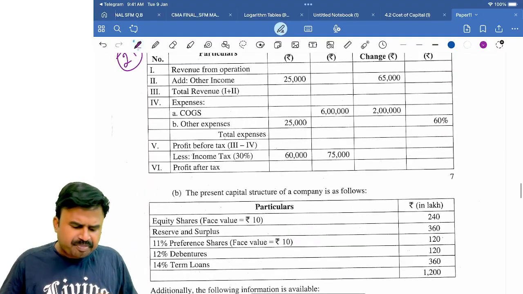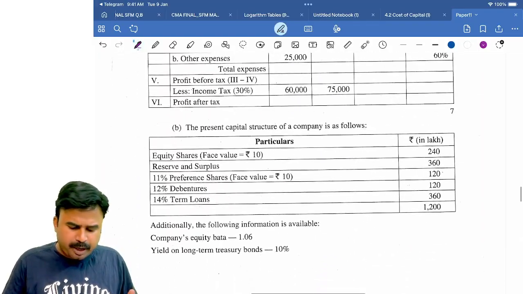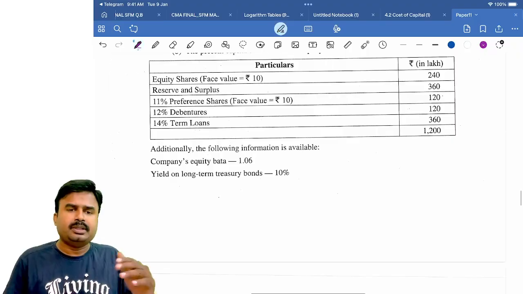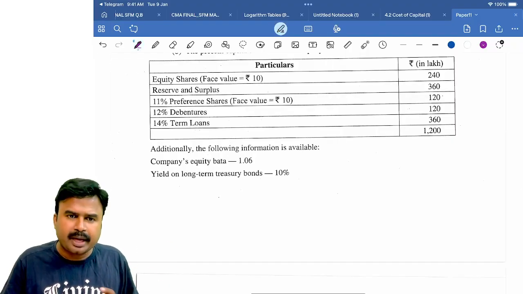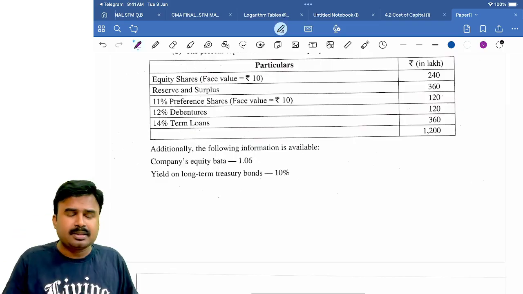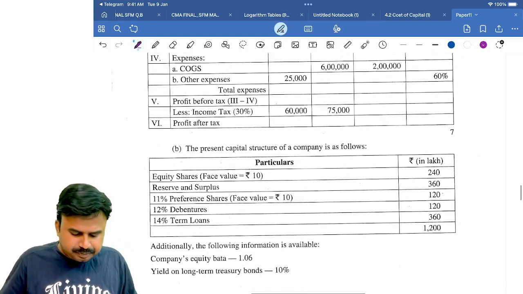So if you have prepared cost of capital also, you can attempt 4B also. But I told you, you can ignore the cost of capital and dividend policy chapters, if you remember. If you want to attempt for 90 plus marks, then you should prepare those chapters also. So this is regarding 4B.